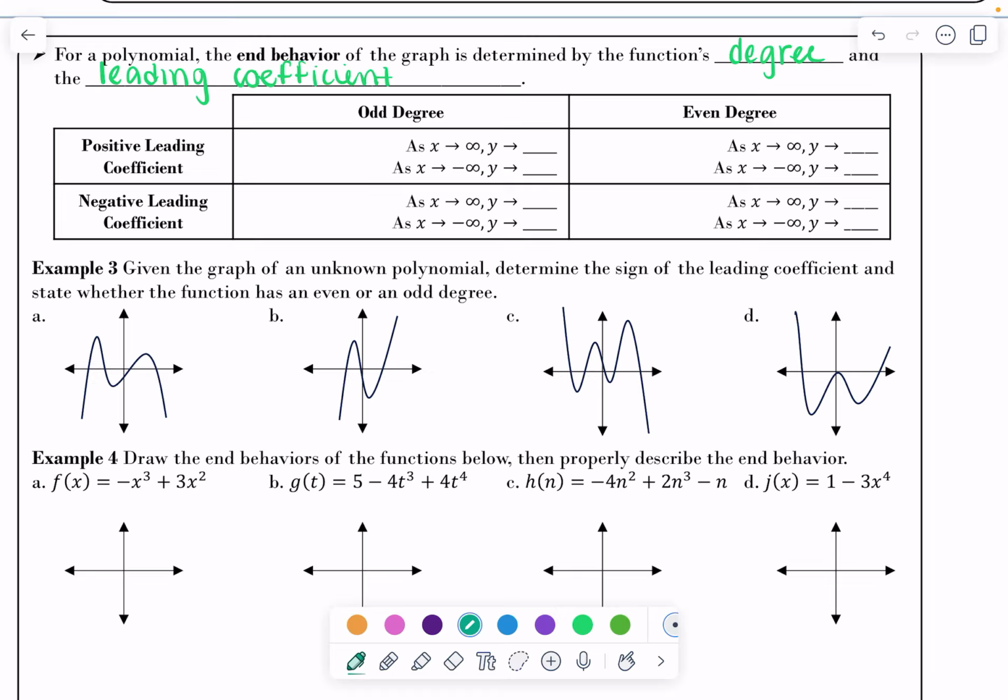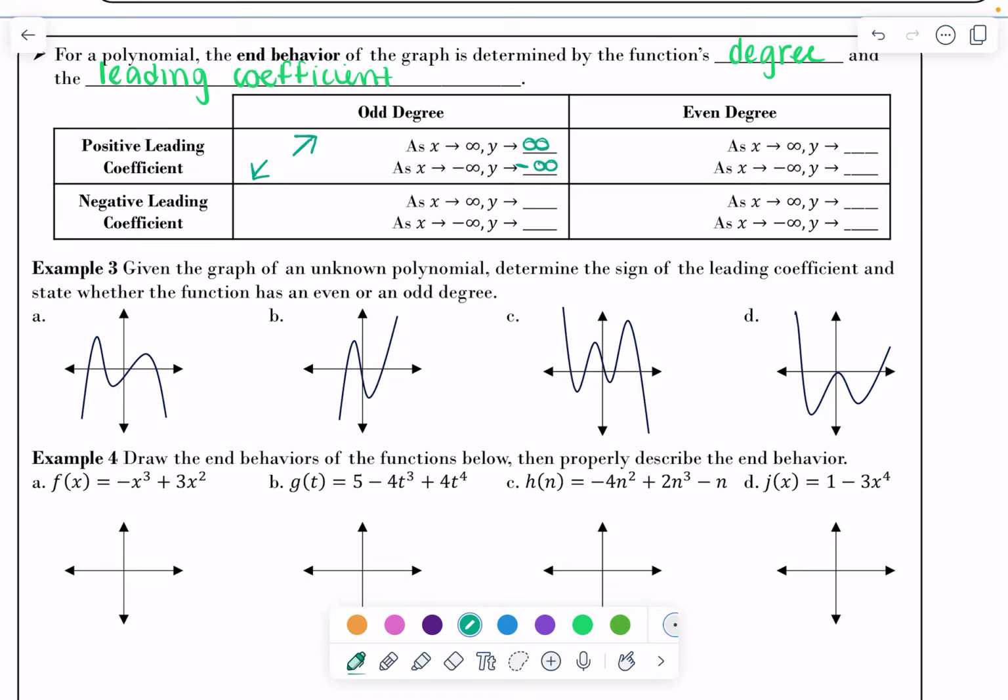So positive leading coefficient with an odd degree: on your x-axis, x is heading towards infinity, and y is also heading towards infinity. Let me make my pen a little bit smaller to make my infinity symbols. As x is going to negative infinity on the x-axis, y is heading to negative infinity. And I'm going to sketch that for you. So as x goes to negative infinity, y goes to negative infinity. As x goes to infinity, y goes to infinity.